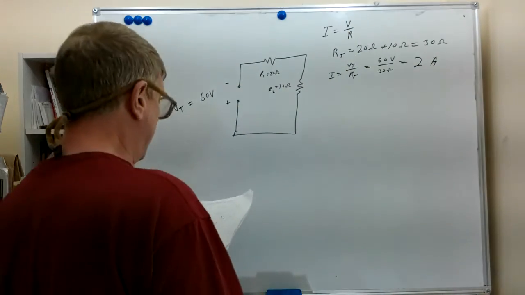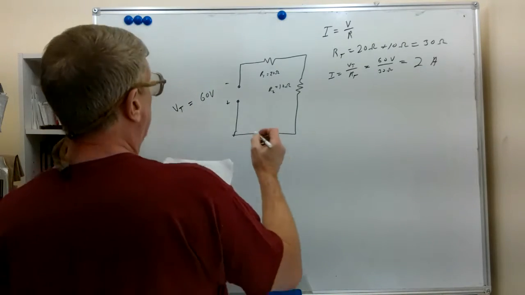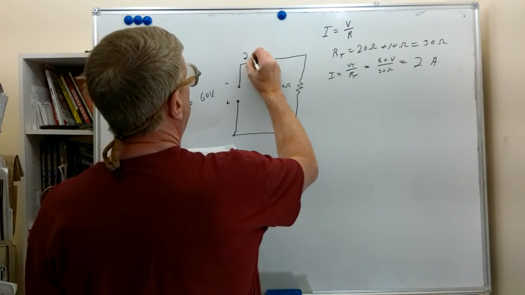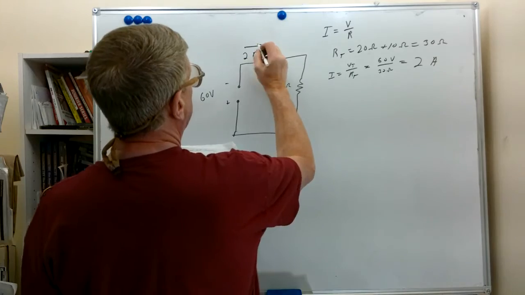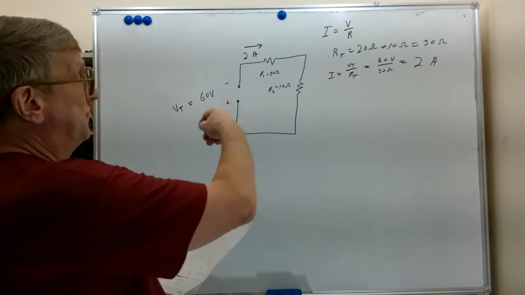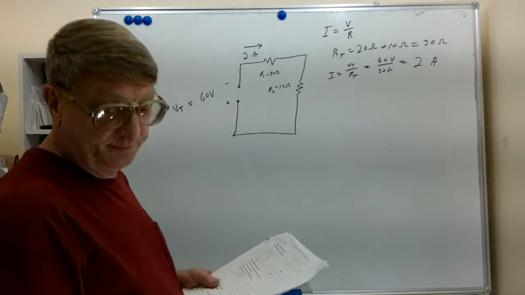So let's add that to our drawing here. Let's just put a little 2 amp and a little arrow to indicate the direction of the current. It's flowing from negative to positive around the circuit.